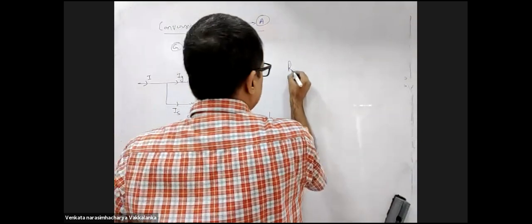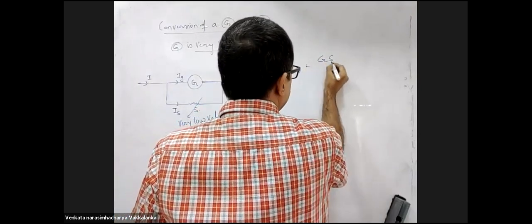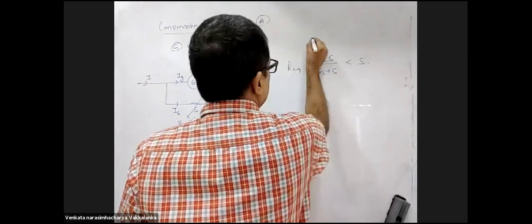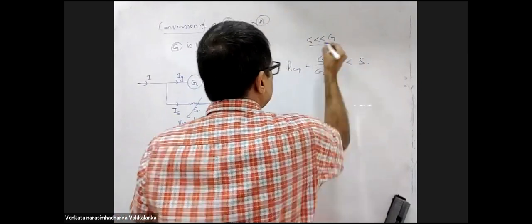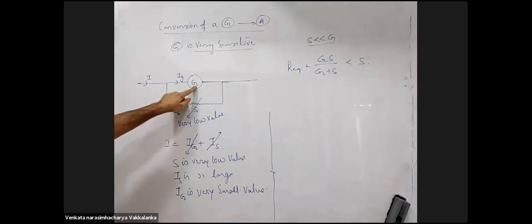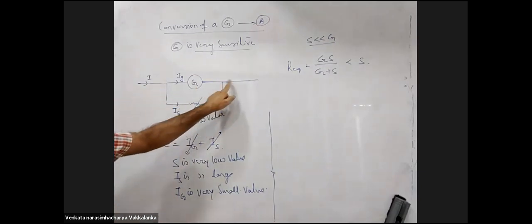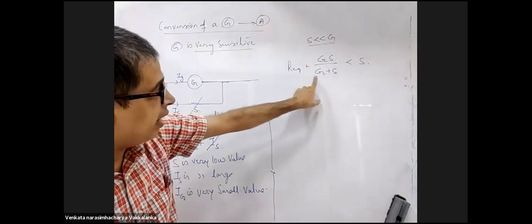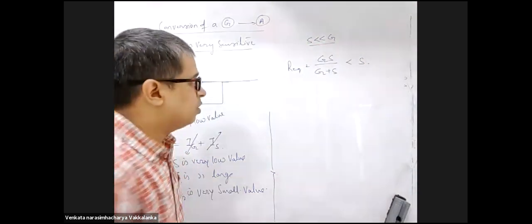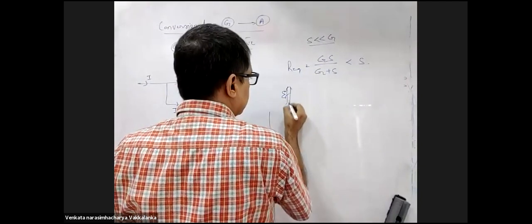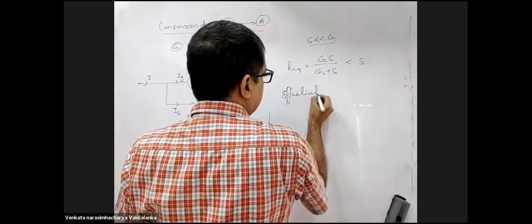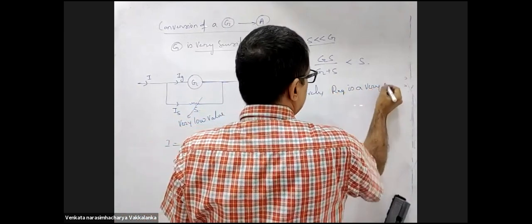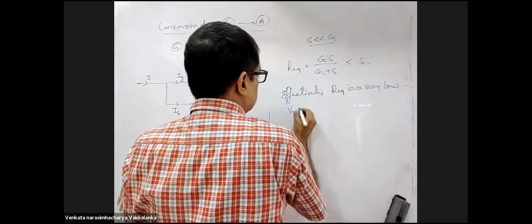R equivalent will be G into S divided by G plus S, which will be lesser than S. S is much lesser than G. This resistance is much lesser than this. That's why maximum current is passing through it. Now S is much lesser than G and R equivalent is lesser than S. So effectively R equivalent is a very low value.